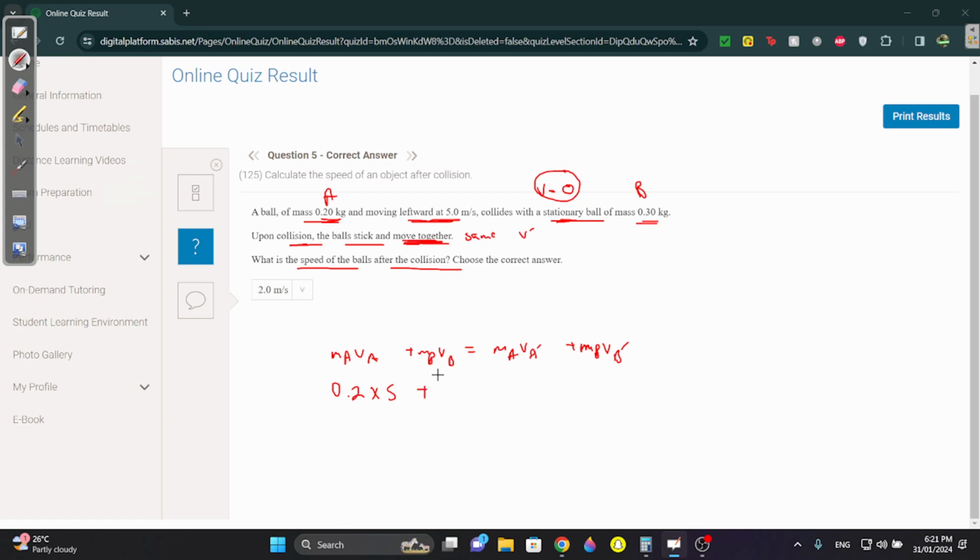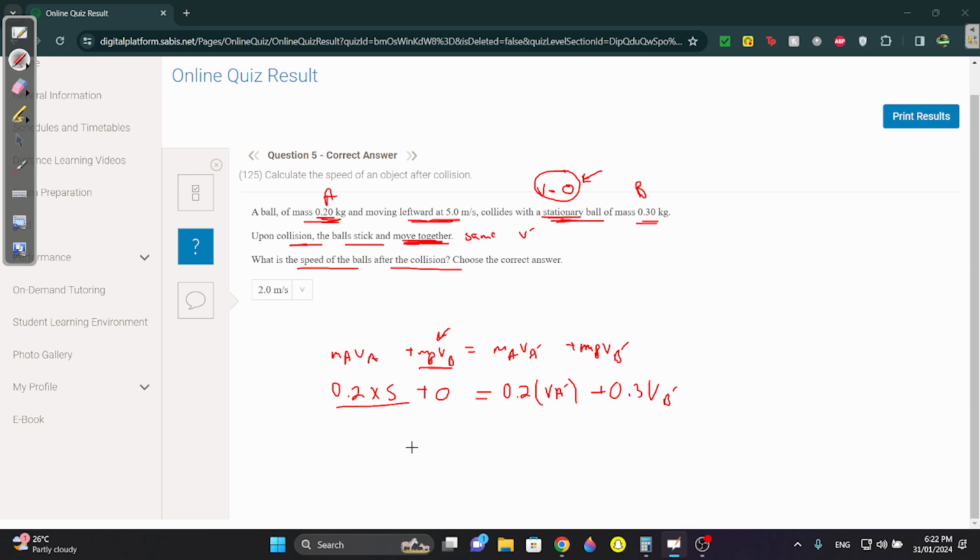Okay, plus MBVB. We said it's stationary. What does stationary mean? Velocity is 0. So if velocity is 0, will I have any momentum? If it's mb times vb, and the velocity is 0, so mb times 0, will I have anything? Nothing. So 0 equals MAVA prime. MA is 0.2, it didn't change, times VA prime, plus MB, which is 0.3, it didn't change, times VB prime. Okay, let's clean this up a bit.